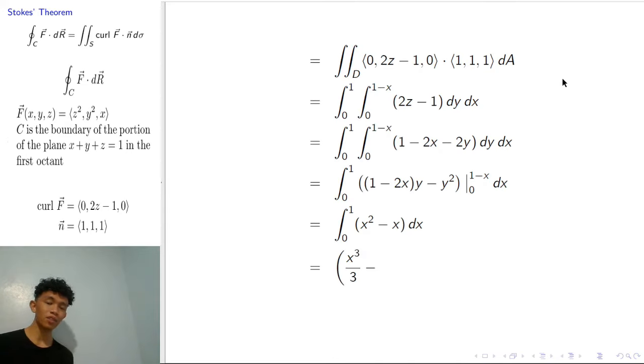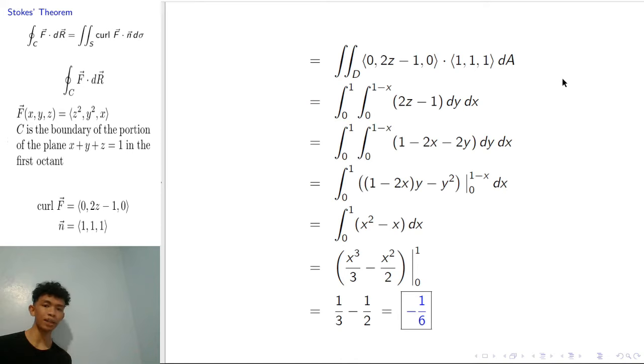The antiderivative is, of course, x cubed over 3 minus x squared over 2. Evaluate again from 0 to 1. The evaluation at 1 is 1/3. The evaluation of the second term at 1 is 1/2. So you get 1/3 minus 1/2 minus 0. You get negative 1/6 for your final answer.